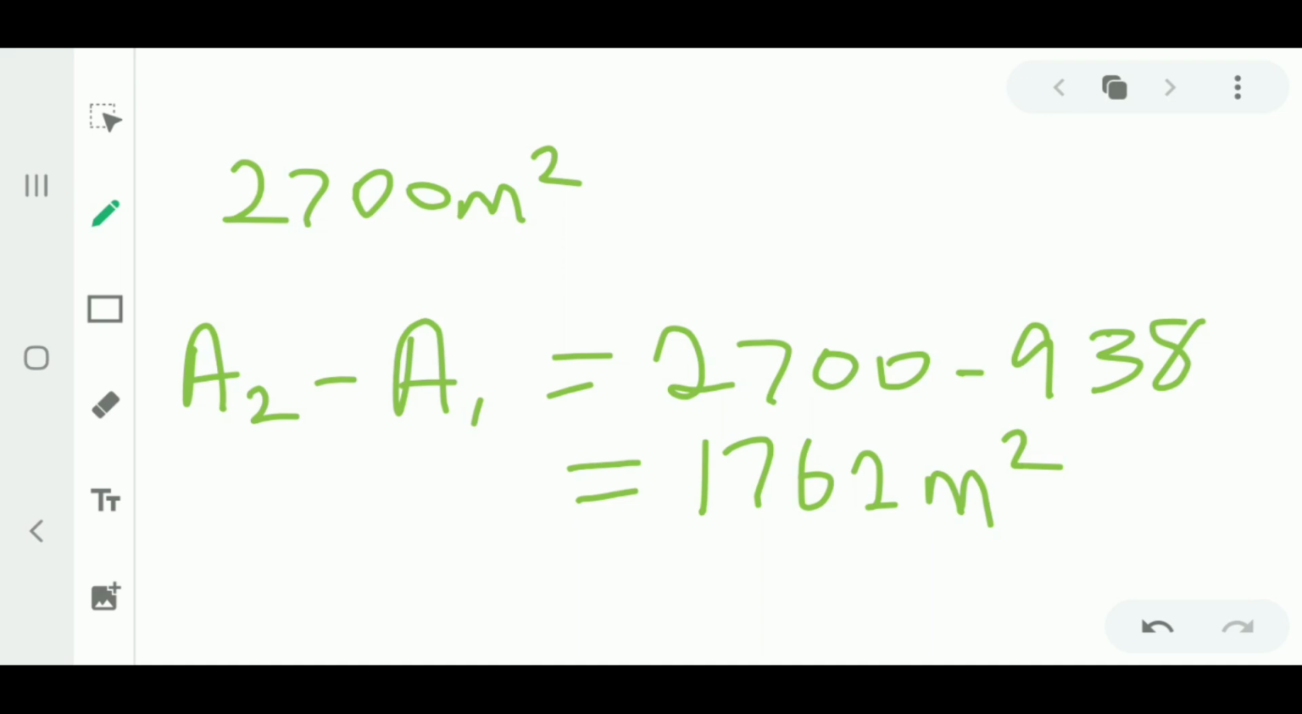So the easier way to do this is just split them up into smaller portions and find the area of the parts you know, and then combine and subtract.